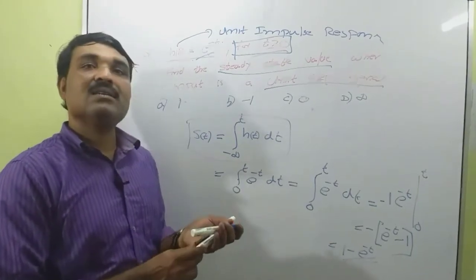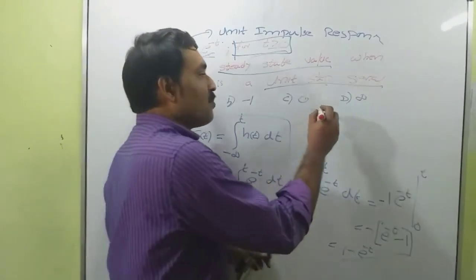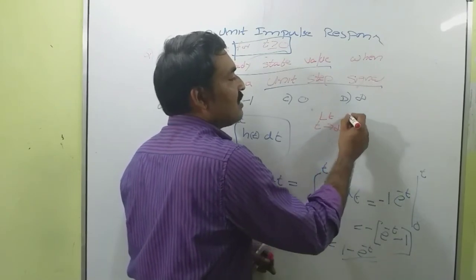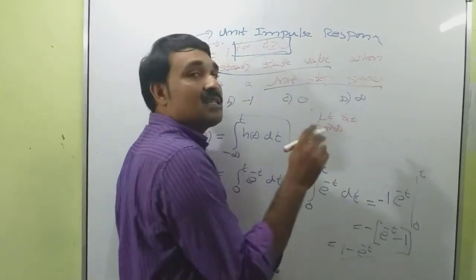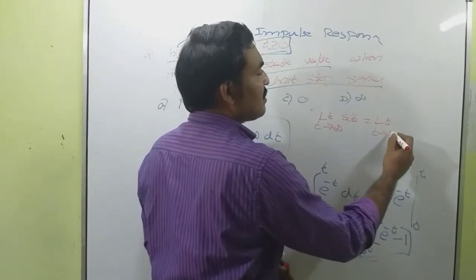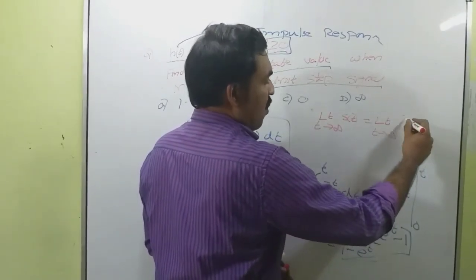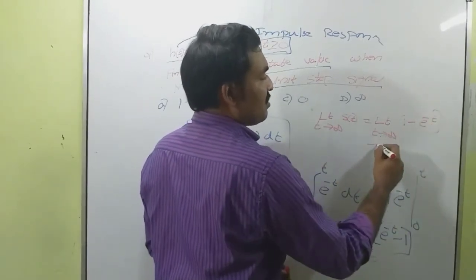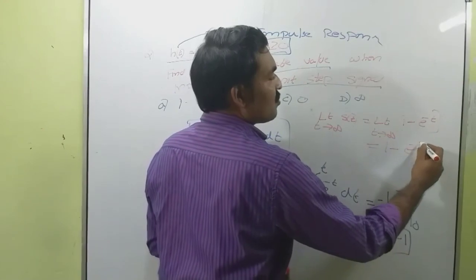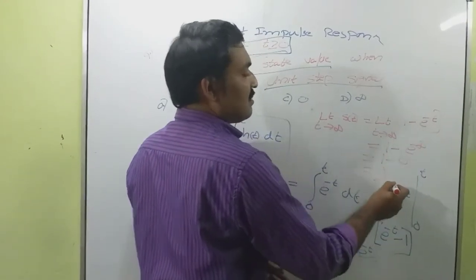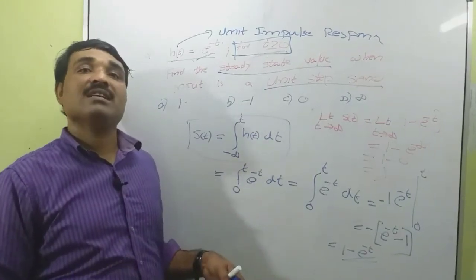So the steady state value of the response is obtained by the limit t tends to infinity of s(t), where s(t) is the step response. So that is equal to the limit t tends to infinity of 1 - e^(-t). Substitute t equal to infinity: this is equal to 1 - e^(-infinity), so it's equal to 1 - 0, which is equal to 1. This is the steady state value of the step response.